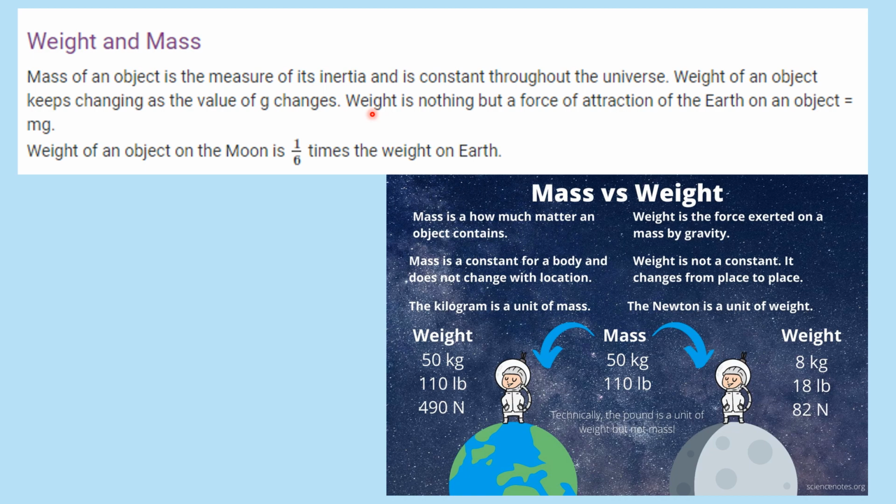Weight is nothing but the force of attraction of the earth on the object, which is equal to mg. How much force the object exerts because of the earth's gravitation decides the weight of an object. Weight of an object on the moon is 1 by 6 times the weight on the earth.